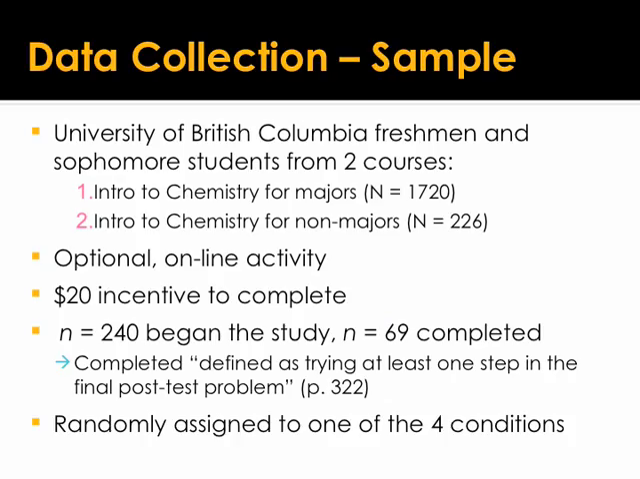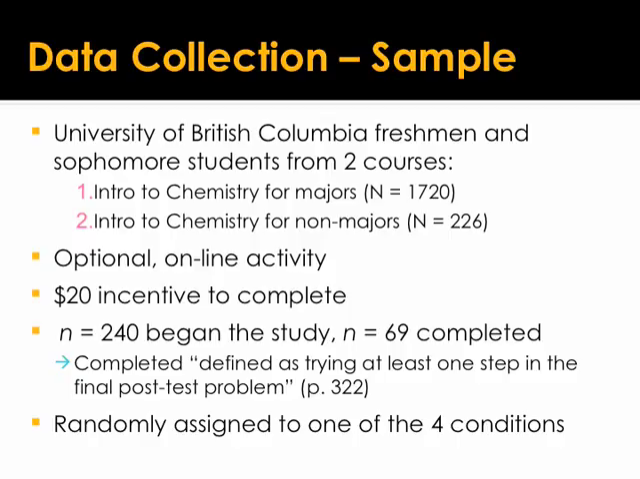So this study consisted of a sample of students from the University of British Columbia. They were freshmen and sophomore students, and they were enrolled in one of 2 courses. The first was an Intro to Chemistry course for chemistry majors. There were 1,720 participants in this course, and the second was an Intro to Chemistry course for non-chemistry majors, and there were 226 students enrolled in this course. The study was an optional online activity in which $20 was given to participants who successfully completed the study. There were 240 participants who began the study, and only 69 completed the study.